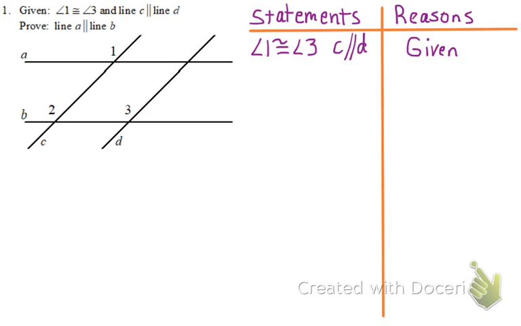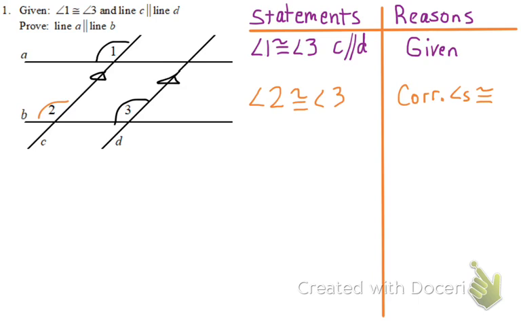All right, so we start with the given: angle 1 is congruent to angle 3. And we're also told that line C is parallel to line D. Because C and D are parallel, we can say that angle 2 and angle 3 are congruent because they are corresponding angles. So angle 2 is congruent to angle 3 because corresponding angles are congruent. If you have parallel lines, corresponding angles are congruent.